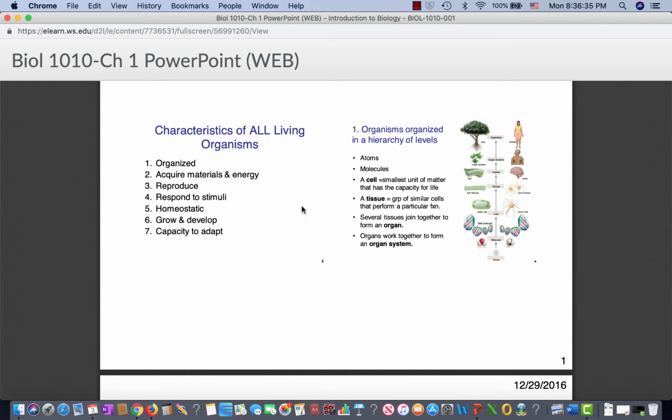Organisms are organized in a hierarchy of levels. First and foremost, you have atoms, the basic elemental building blocks of things. Just look at a periodic table to see a list of them. This isn't a chemistry course, so don't worry too much about it.